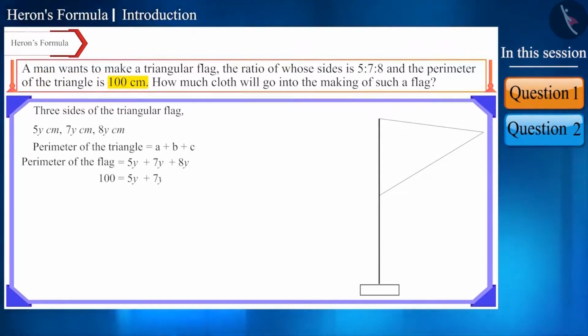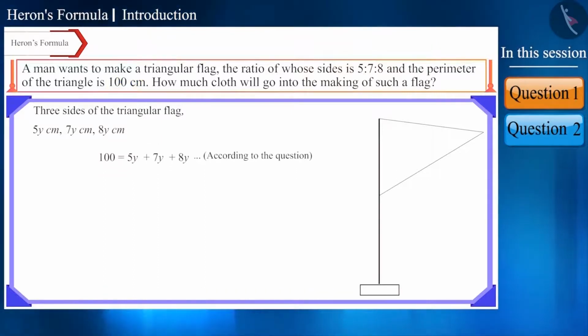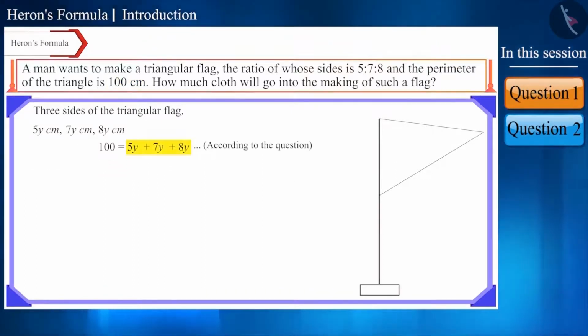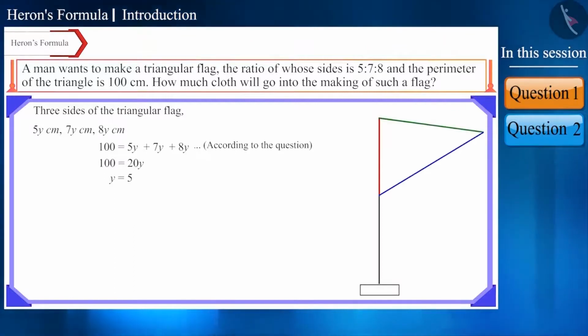That is, this sum will be equal to 100, and the terms on the left upon addition will become 20y. This way, 20y is equal to 100, and on solving we get y as 5. Upon finding the value of y, we can find the length of all the sides of the flag.